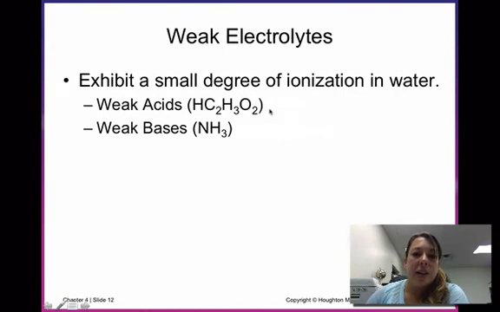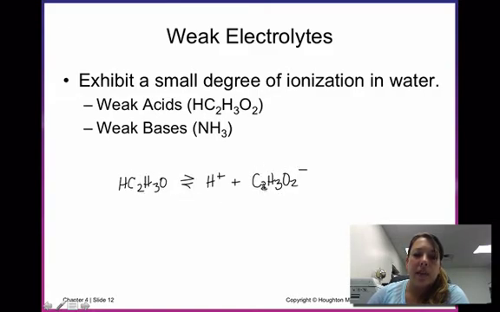Weak electrolytes are your covalent compounds, is how you can think of them. So they exhibit a small degree of ionization in water. This is acetic acid, so your weak acids, your weak bases, anything that wasn't on the list that we just talked about. Weak acids like acetic acid will ionize to some extent. And what we tend to do is draw a double-sided arrow to show that it's in an equilibrium. So we are going to get some H plus and some of the acetate anions, but we're going to have a lot of this and a few of these and a few of these. So we use a double-sided arrow to show an equilibrium with that.